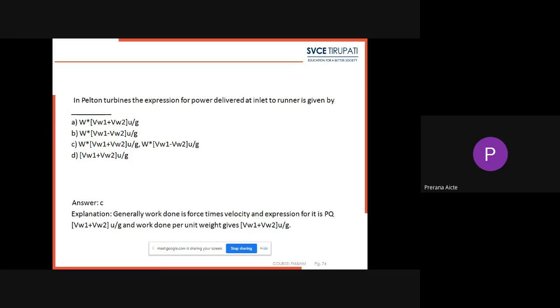Next question. In Pelton turbines, the expression for power delivered at inlet to runner is given by rho into G into (VW1 plus VW2) into U by G, or rho G into (VW1 minus VW2) into U by G. Simply it is plus or minus. Generally, the work done is force times the velocity and the expression for it is rho Q.